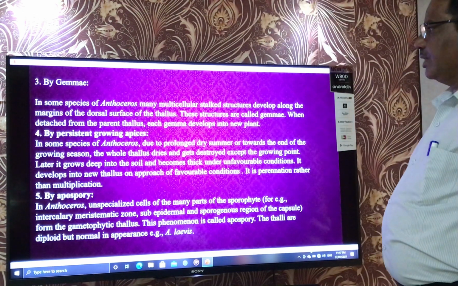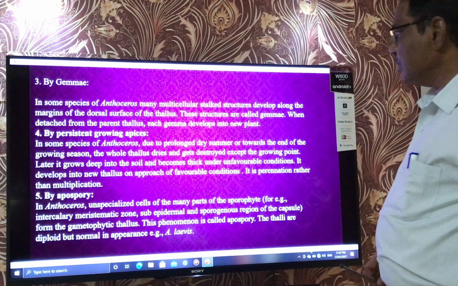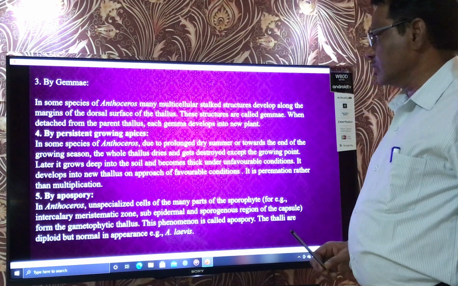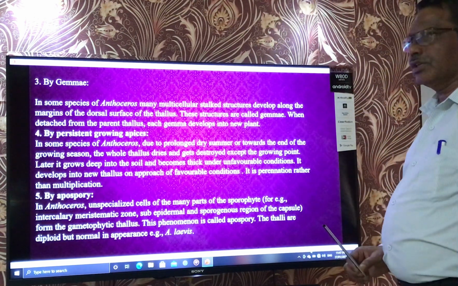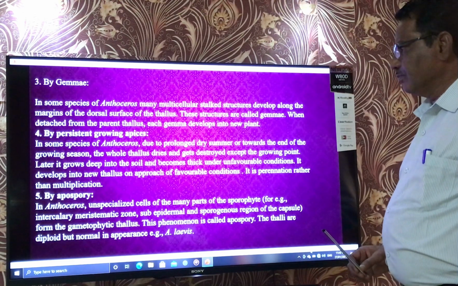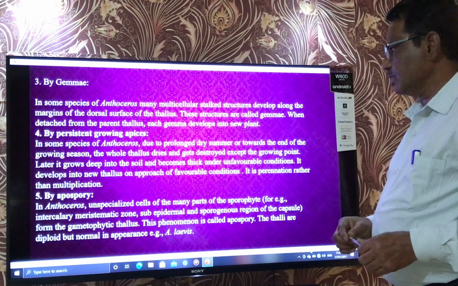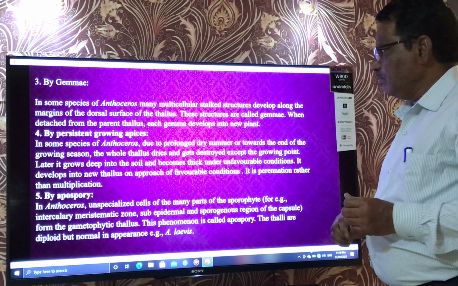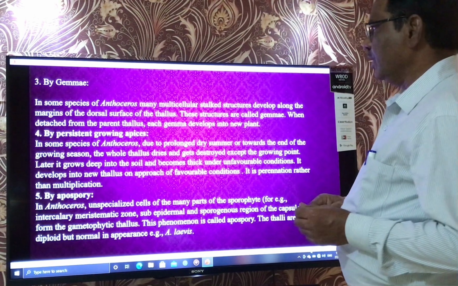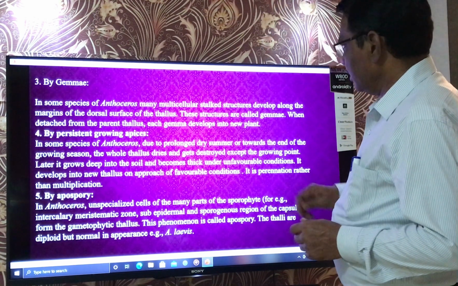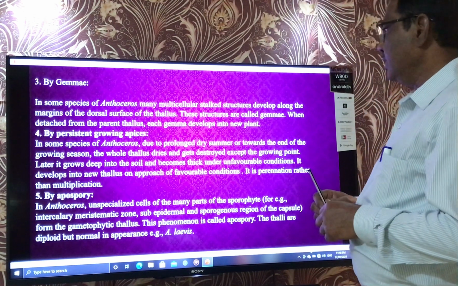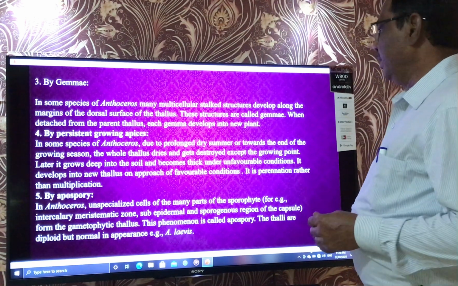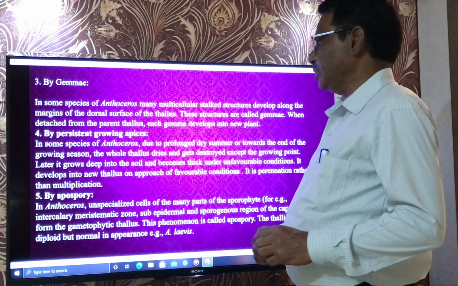Then the third one is by gemmae. In some species of Anthoceros, many multicellular stalked structures develop along the margins of the dorsal surface of the thallus, and these structures are called gemmae. When detached from the parent thallus, each gemma develops into a new plant. The presence of gemmae is a characteristic feature of liverworts like Marchantia, but such gemmae are present in some species of Anthoceros, which is again not a common method of vegetative reproduction in Anthoceros.